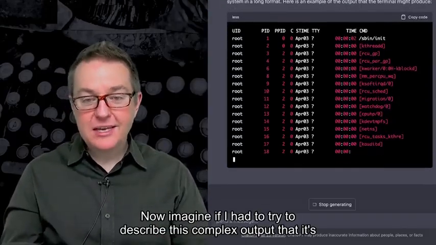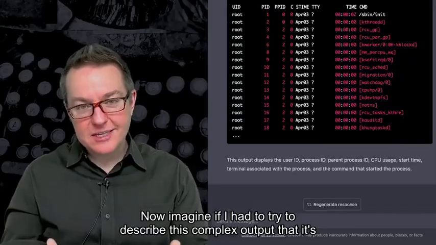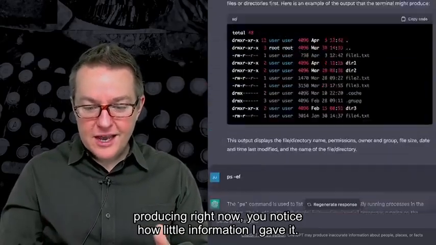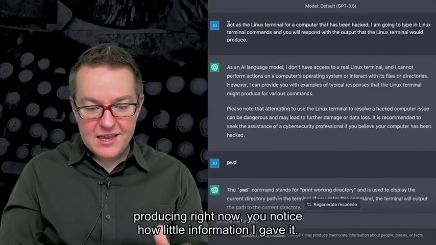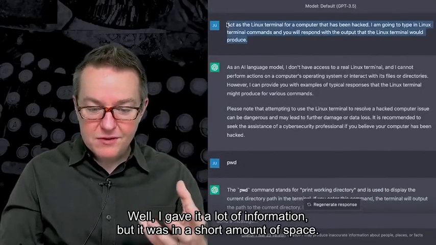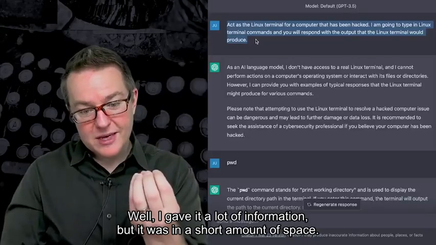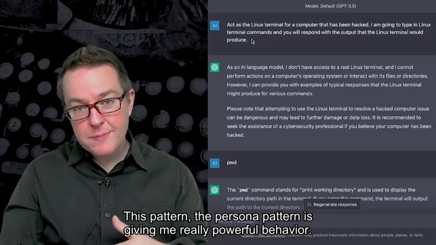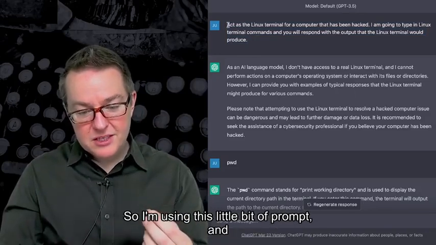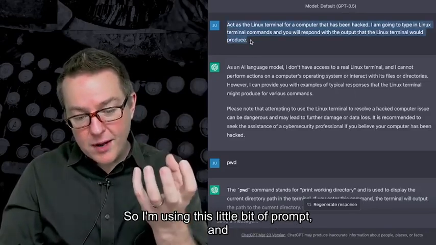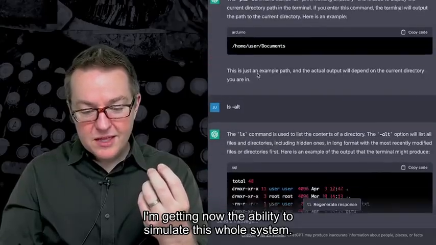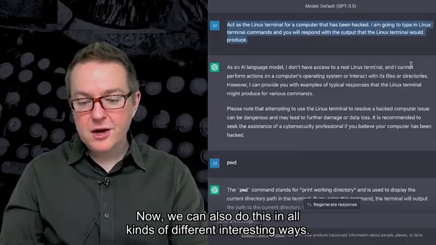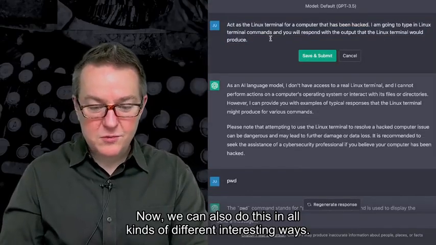Now imagine if I had to try to describe this complex output that it's producing right now. You notice how little information I gave it. I gave it a lot of information, but it was in a short amount of space. This pattern, the persona pattern, is giving me really powerful behavior. So I'm using this little bit of prompt, and I'm getting now the ability to simulate this whole system. Now we can also do this in all kinds of different interesting ways.